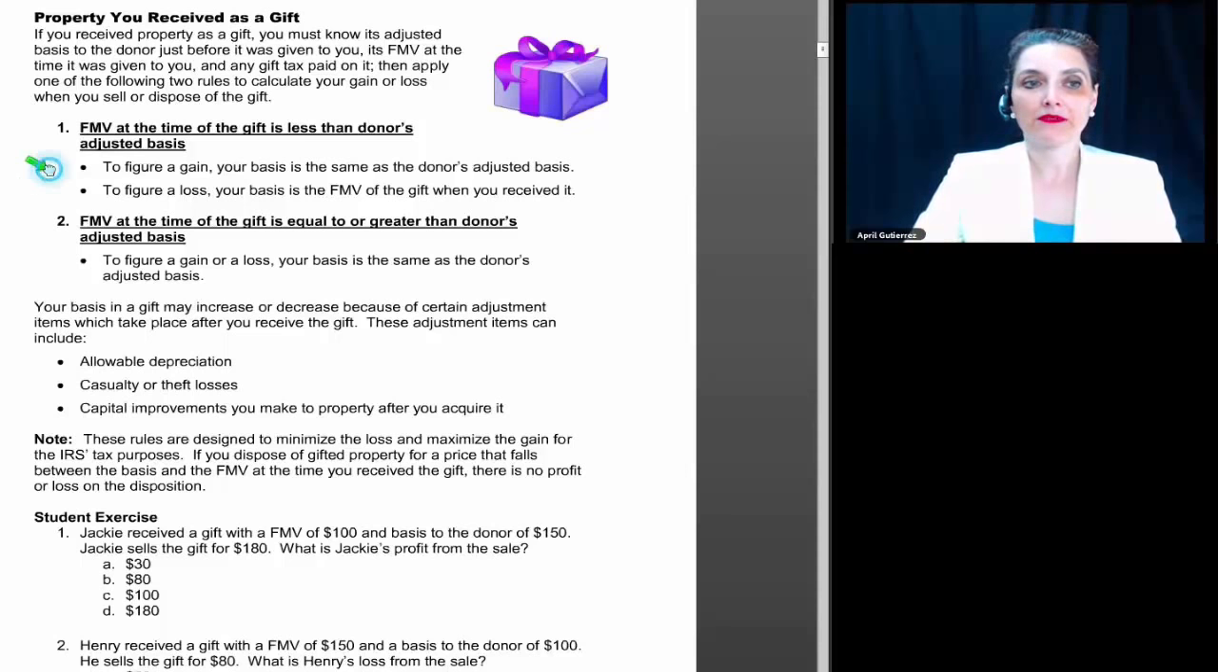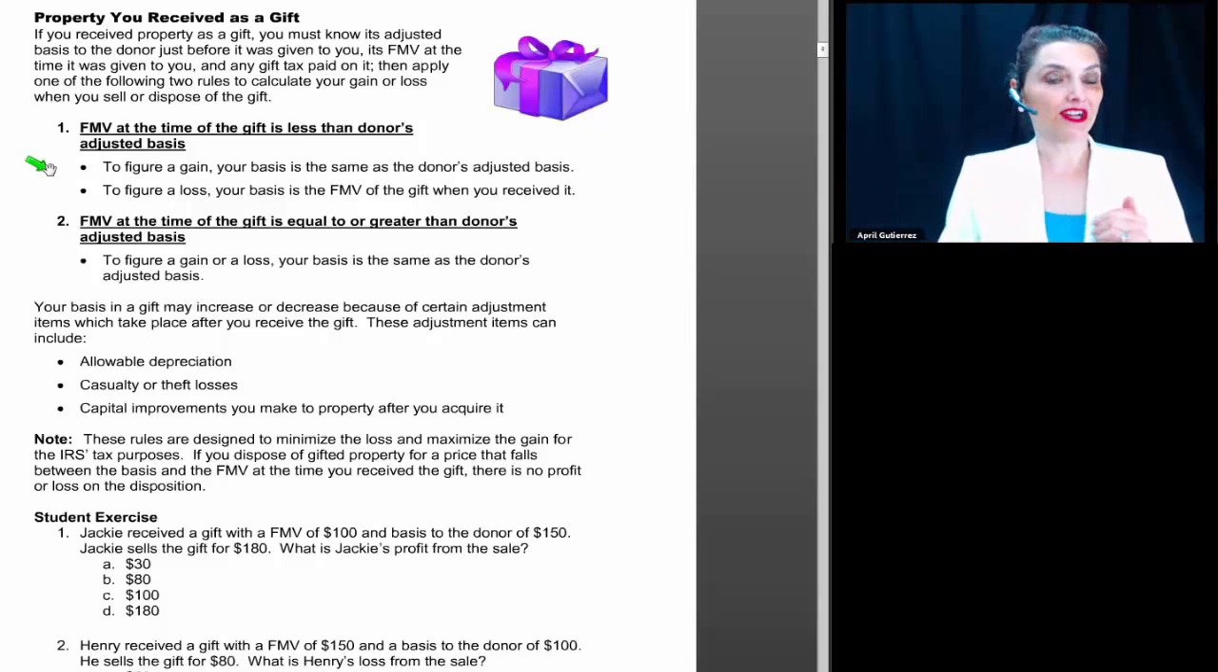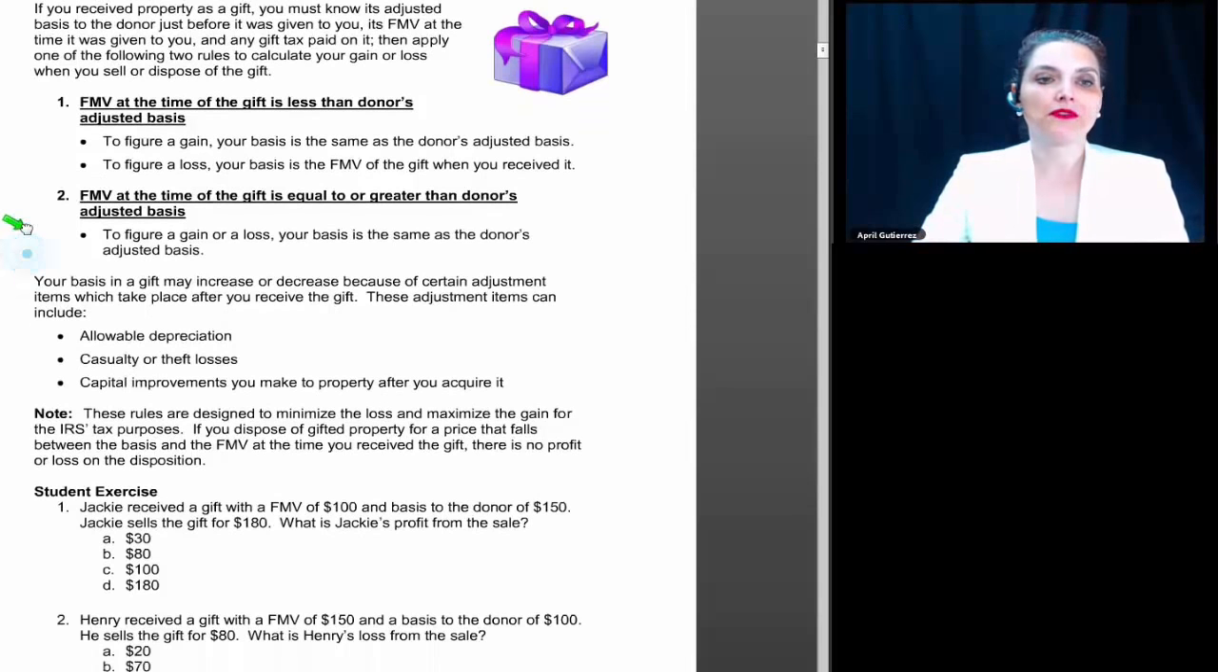So let's think about this a little. If I give you a comic book that I paid $500 for, but is only worth $300 at the time I give it to you, and then you go, that's pretty cool, but I'm cash tight. I'm going to sell that comic book and get some money for it. Well, if you sell it for $200, then you've sold it at a loss, and your basis is going to be $300 because it's the lesser of the fair market value or my basis when I gave it to you. But if you sell it for $600 because the value went up, then your basis will be what I paid for it, which is $500. And if you sell it for $400, then you have neither a gain or a loss because it's somewhere in between those two numbers.